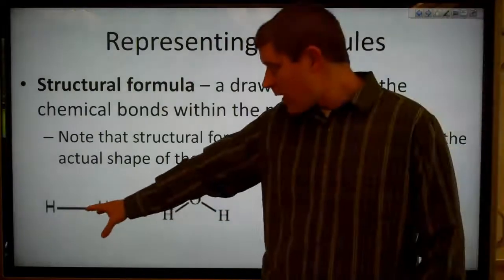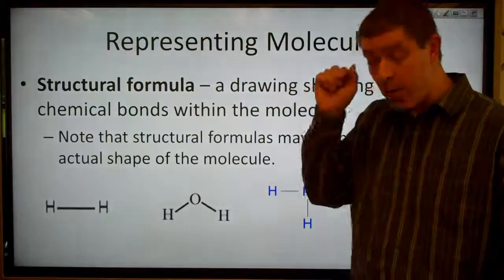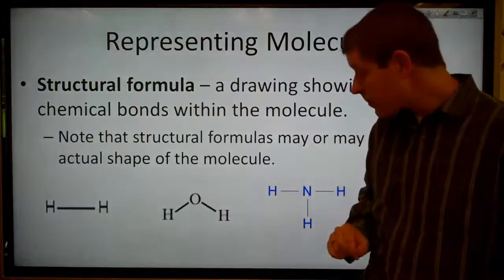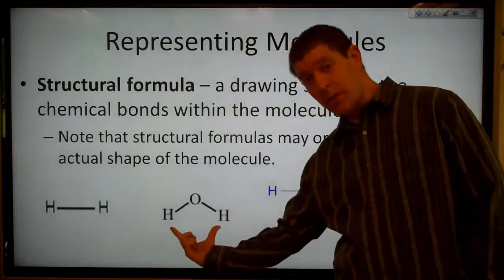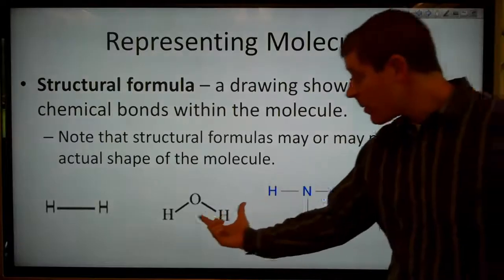So we could write hydrogen this way with an H and an H and a line in between them. That line represents the chemical bond in between. We could write water this way. Now note that this is actually showing something of the true shape of the molecule, but we don't have to write it that way.